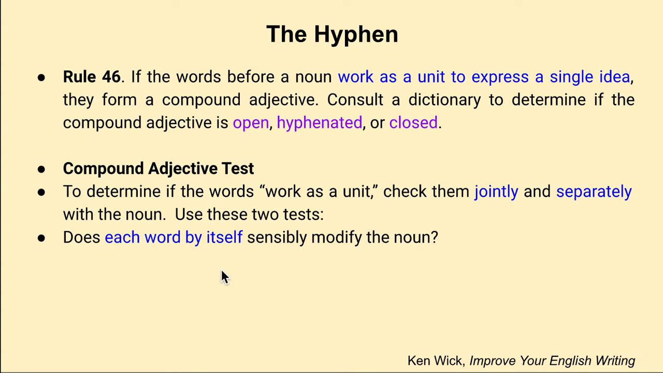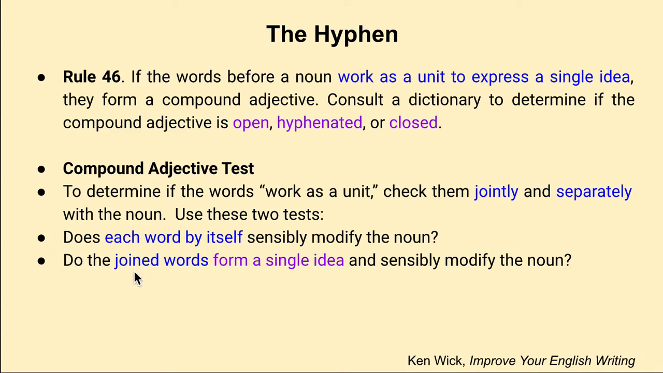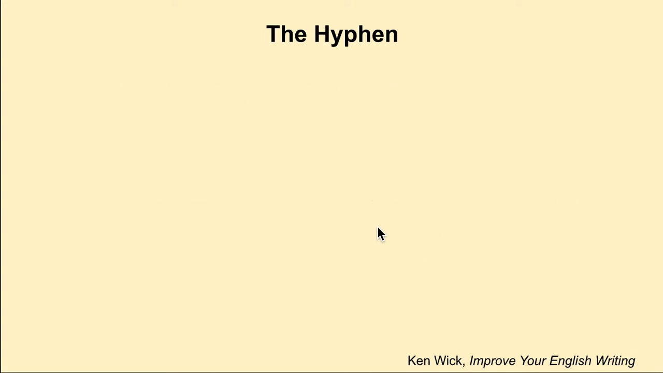Use these two tests. First, does each word by itself sensibly modify the noun? The second test is, do the joined words form a single idea and sensibly modify the noun? Basically, we're going to test the words separately and jointly with the noun to see if they form a compound adjective. If this doesn't make sense, let's look at the examples, go over the examples, and reread the rule. It'll probably be clear.